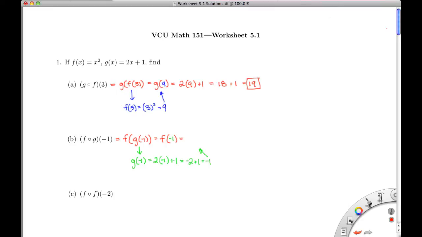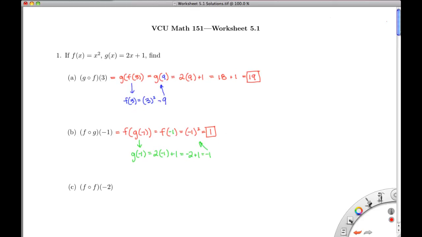And f is just a squaring function, so we take that value, -1, we're going to square it, and it just gives us back a value of +1, and that would be our solution. So we're taking the output of the inside function, in this case g, and using it as the input of this outside function, f.